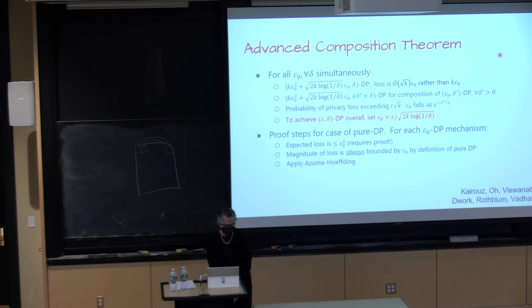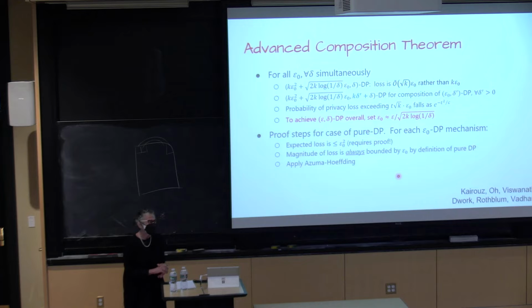But for the pure differential privacy case, the composition of pure differentially private algorithms, the proof is fairly straightforward. So the first step is to argue that the expected loss when you're running an epsilon naught differentially private algorithm is at most epsilon naught squared. And we had a 2 epsilon naught squared that was improved by Kairouz and Viswanath to get rid of the 2, and there are a few other proofs that have come along since then that also get rid of the 2. So the expected loss is at most epsilon naught squared. And this is where we're going to end up with our k epsilon naught squared in expectation.